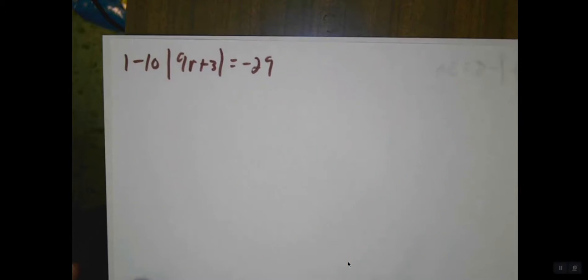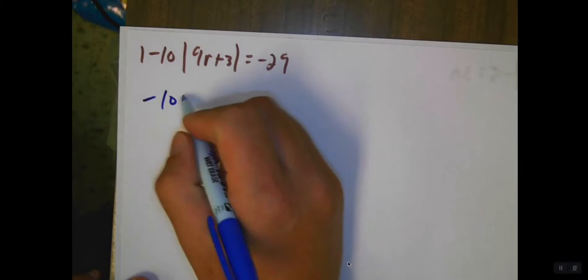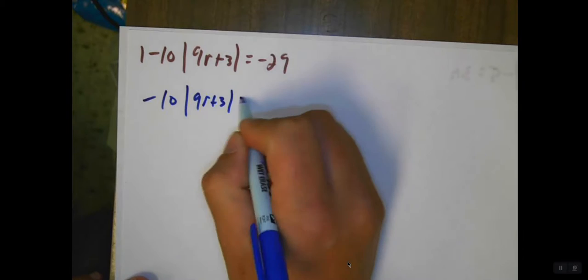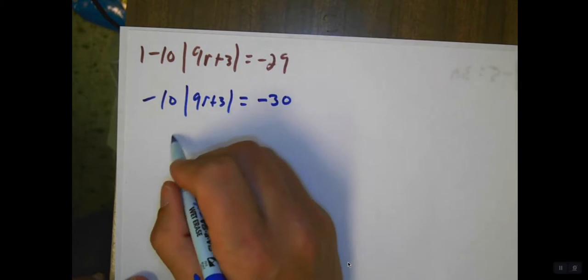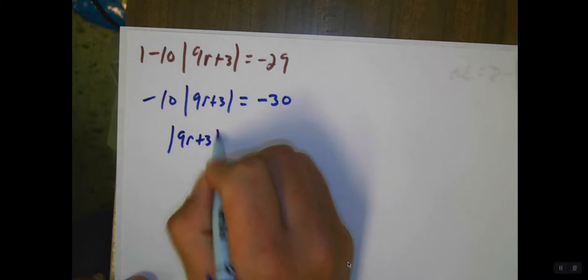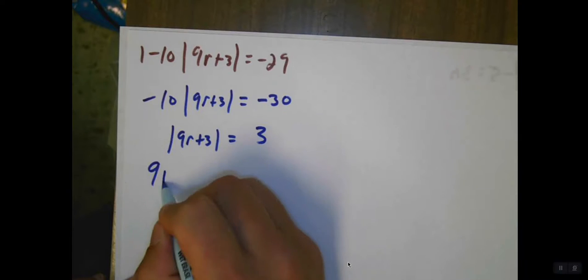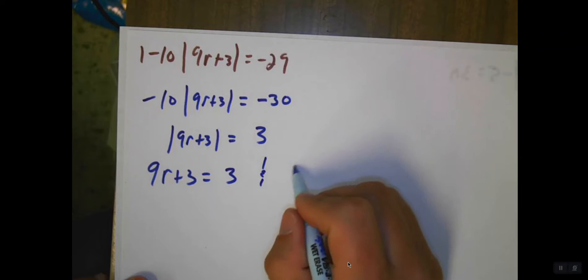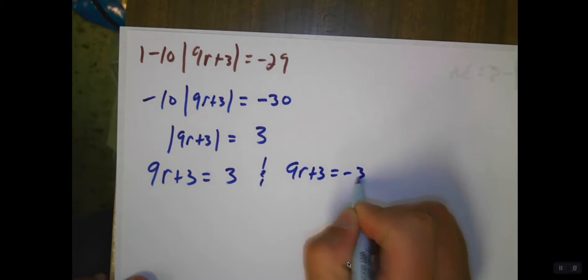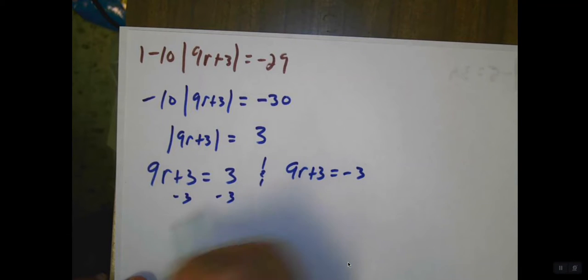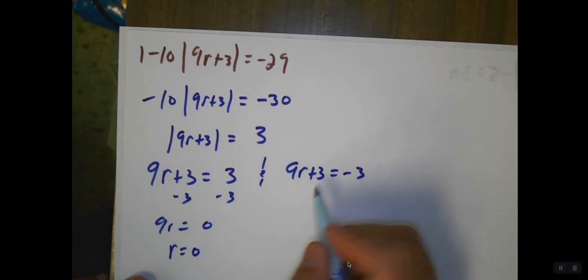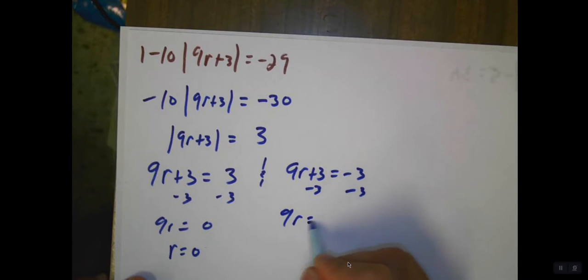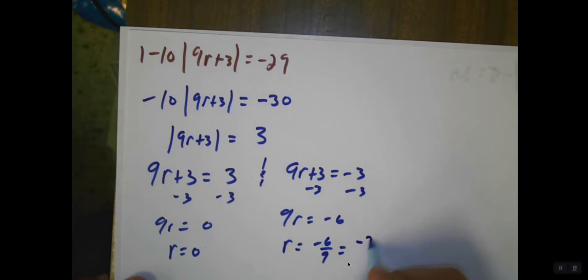I got a couple more. So this one, first thing I want to do is subtract 1, negative 30, and then divide by negative 10. Split this up. So subtract 3, 9r equals 0. So r is 0. Subtract 3, 9r equals negative 6. R is equal to negative 6 over 9, also known as negative 2/3.